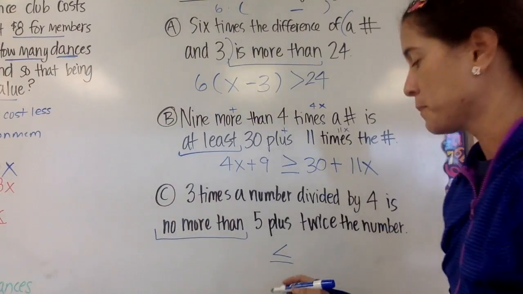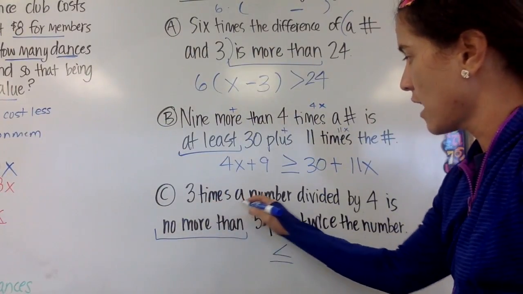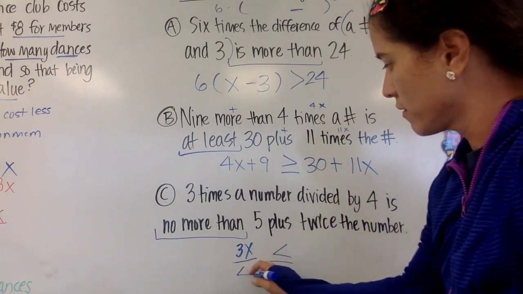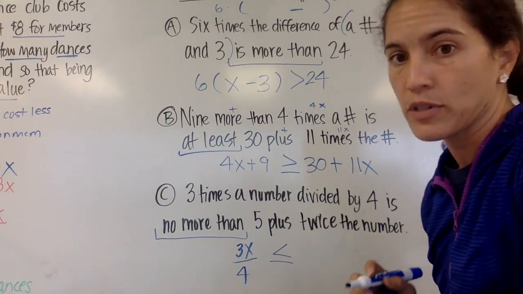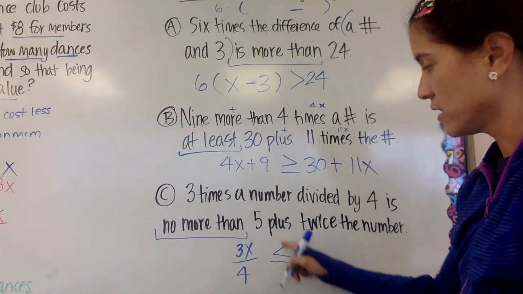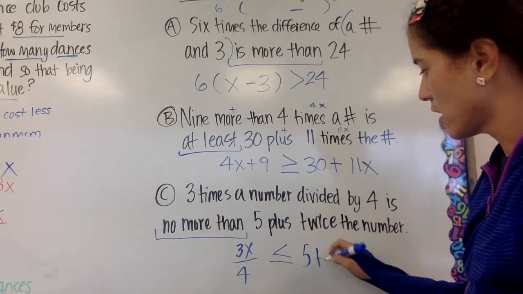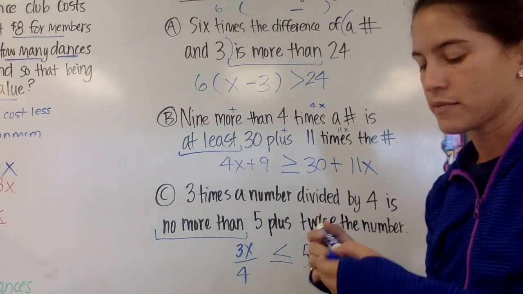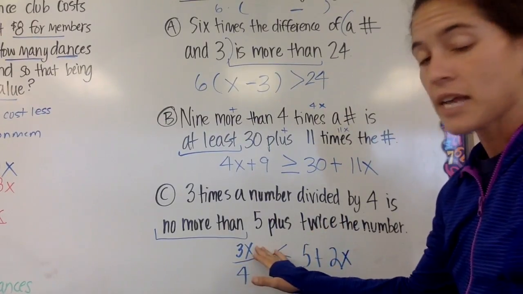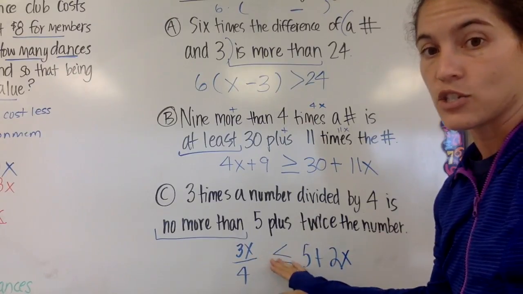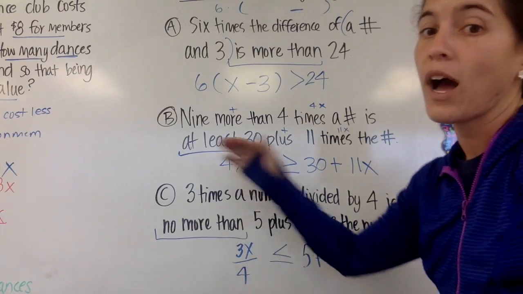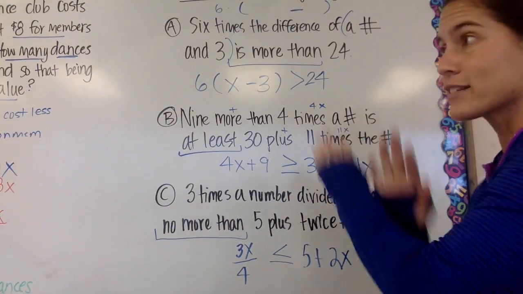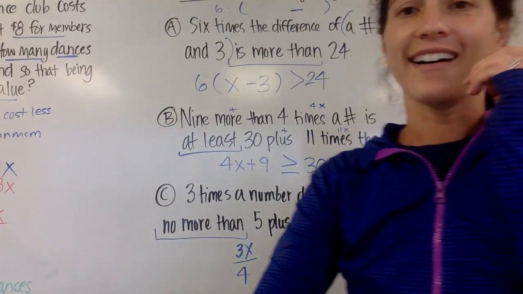That's your top number. So 3 times a number divided by 4 is no more than 5 plus twice the number. Twice the number means 2x. So 3 times a number divided by 4 is no more than, so that means it's no higher than 5 plus 2x. So we're going to practice all of these inequalities soon.